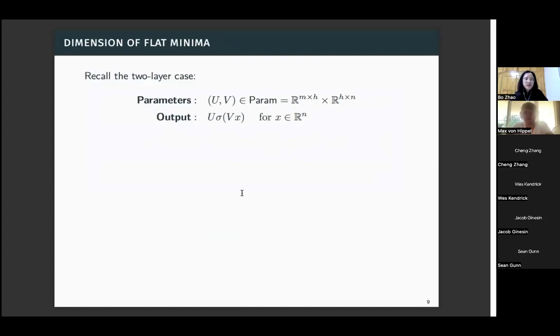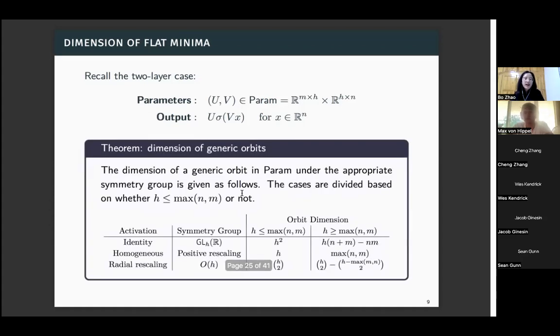And for the final result of this part, I want to talk about whether we can find a lower bound for the dimension of the minimum using what we know about symmetry. So again, we consider the two-layer case. An orbit is the set of points that can be reached by applying a group action. So in other words, the orbit dimension is sort of a lower bound for the dimension of the minimum.